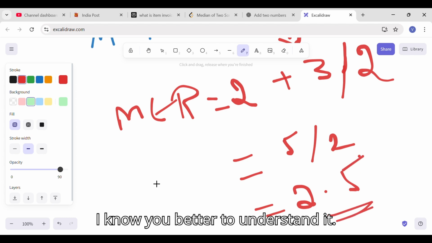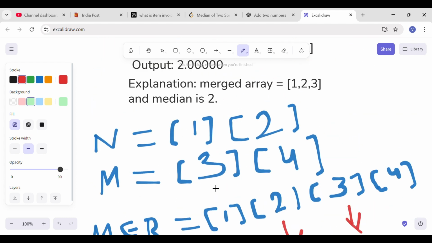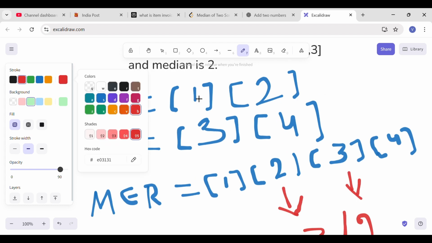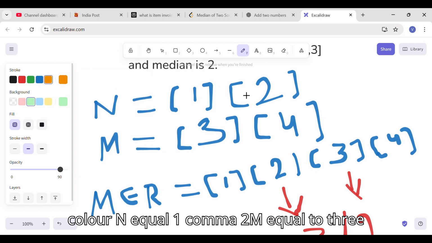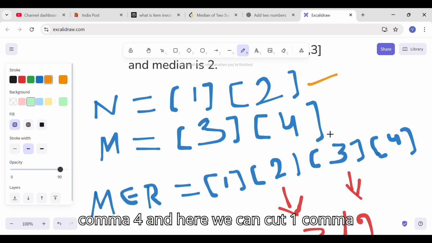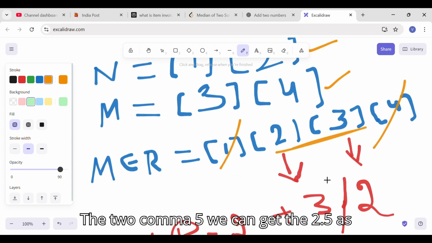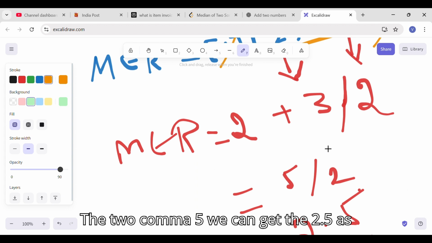For you to understand it better, let's clarify it. We can take another color. n equal 1, 2, m equal to 3, 4. And here we can put 1, 4. 2, 3 are the median values. Then 2 plus 3 is 5, and we get 2.5 as the result.